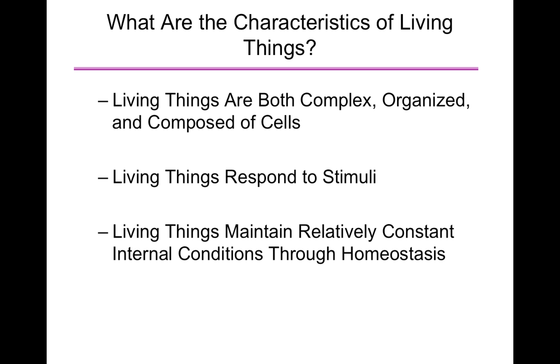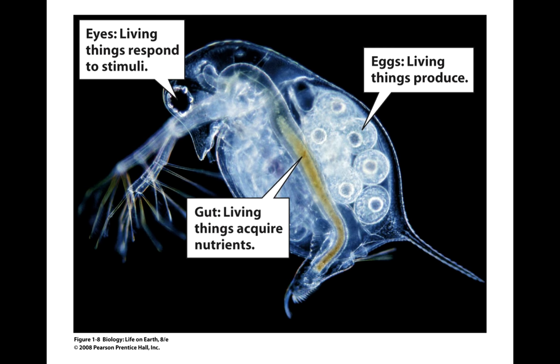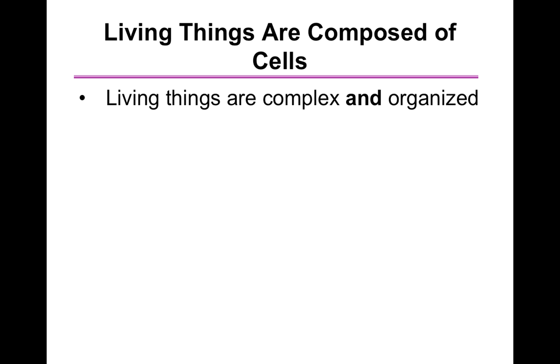Living things are complex, organized, and composed of cells. They respond to stimuli, okay, and they maintain relatively constant internal conditions through homeostasis. Homeostasis, as in a human, okay, and they acquire and use materials and energy. They grow and they reproduce themselves, like bacteria, they reproduce, okay, guys, and as a whole have the capacity to evolve. Okay, living things are complex and organized.